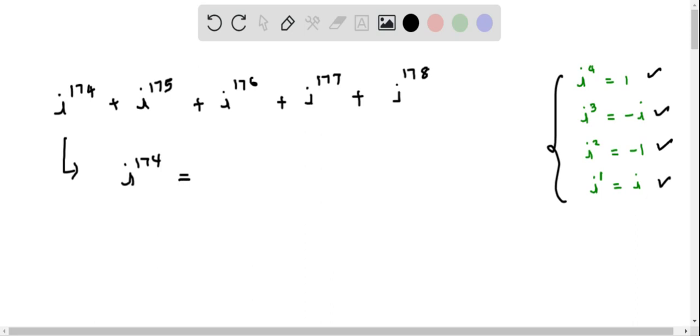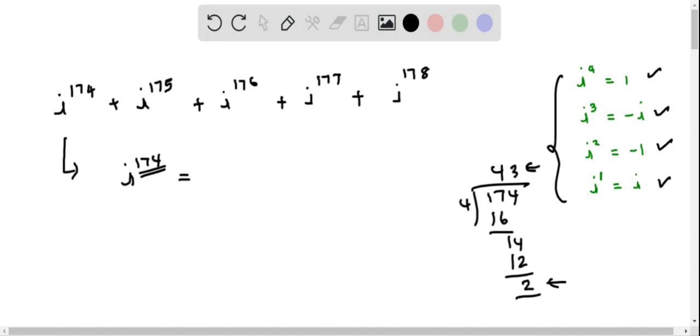This equals, I'm now going to take this 174 and divide by 4. When I do that, I get 4 times 4 is 16, and then 4 times 3 is 12, so we get the remainder as 2. Therefore, 43 is the quotient and 2 is the remainder. This means I can rewrite 174 as 43 times 4 plus 2. So this basically is 172 plus 2.